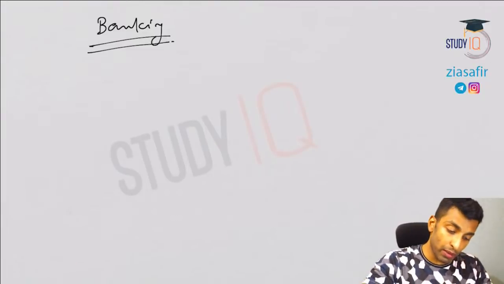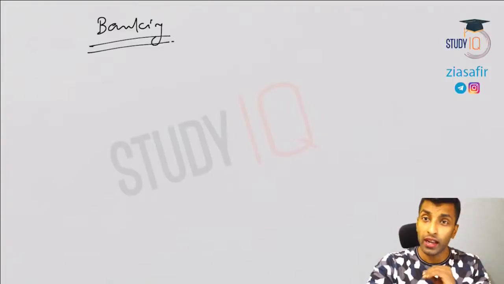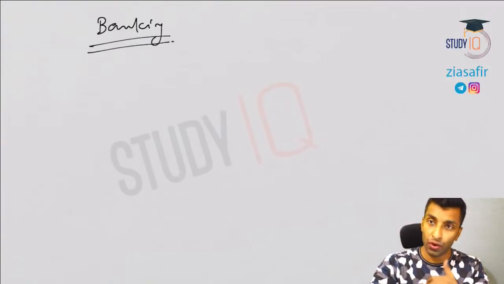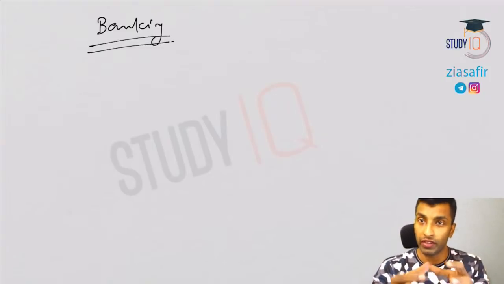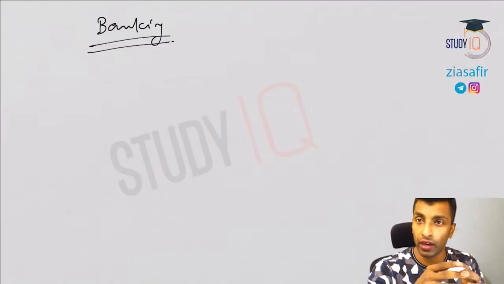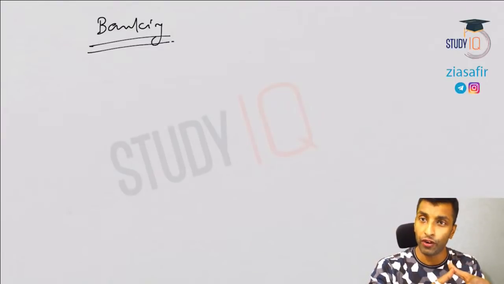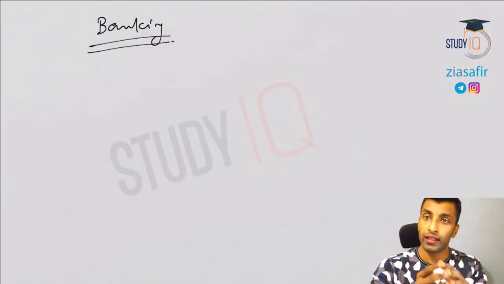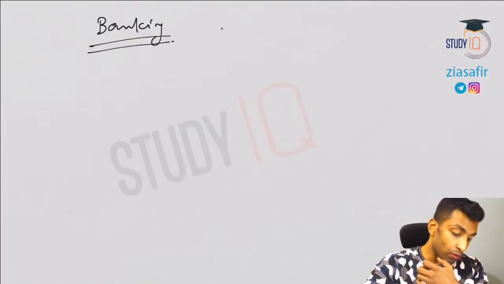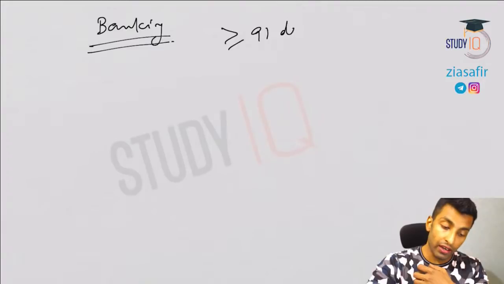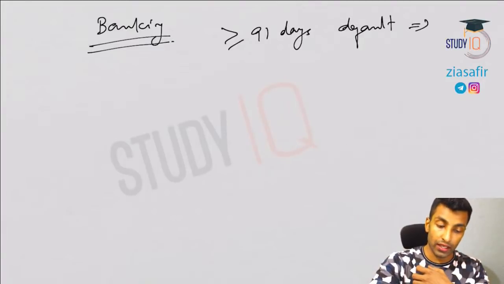For example, what do you mean by NPA? Default of more than 91 days. 91 days or more default on a loan with respect to the payment of principal or interest. If there is a default for 91 days or more, that is considered as NPA. So more than 91 days default, that is what is considered as NPA.